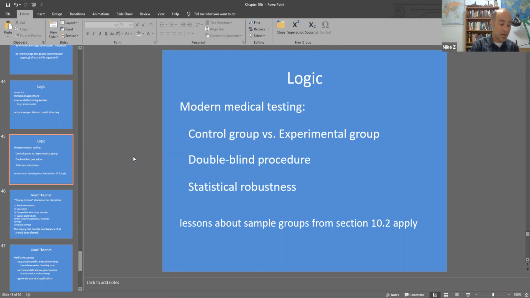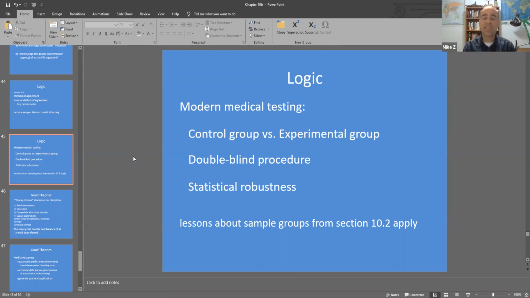Also, the people that are administering the medication don't know who's in the control group and who's in the experimental group. So as they're giving people the pill or the injection, they don't know if they're giving the fake drug, the placebo, or the real medication. Because they might give some subtle cues to the person they're giving the medication to as to whether this is the real thing or not. And you don't want that psychological influence to play a role.